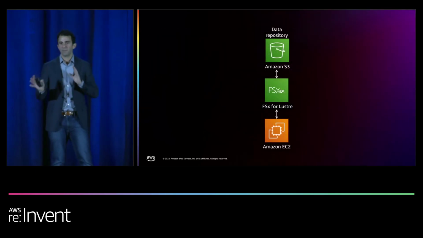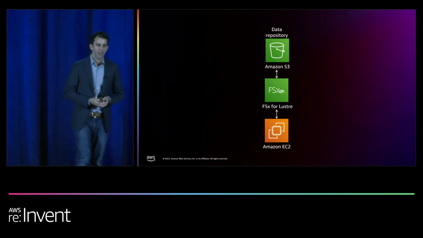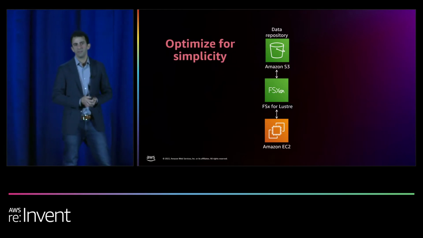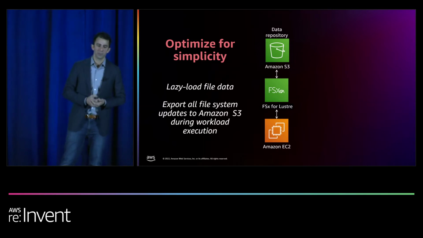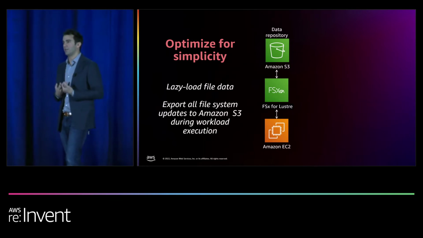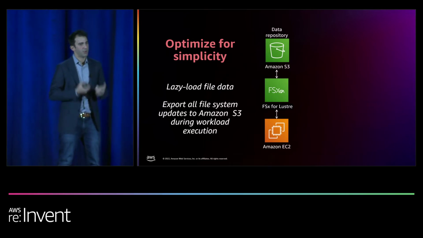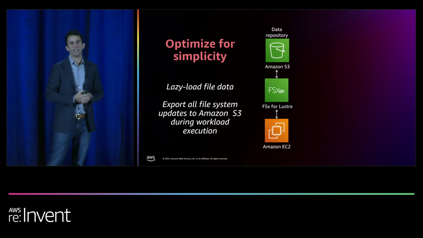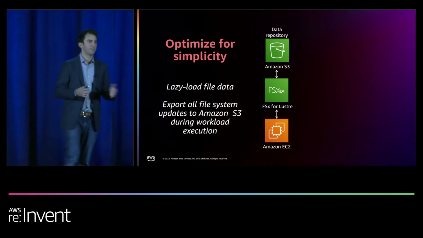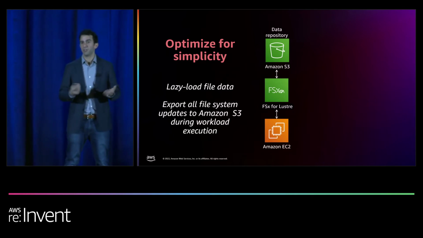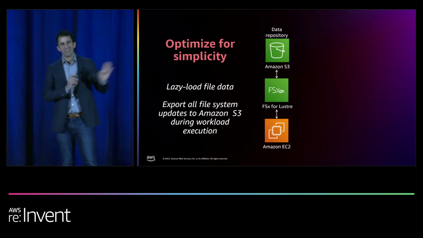Now, there are, of course, some optimizations that come in when you're working with data movement. You can optimize for simplicity, where you connect your FSx for Lustre file system to your S3 bucket. You lazy load data as it's requested by your applications, and you export all of the changes that are made to any files back to S3 while you run your workload. It's easy, it's seamless, you don't have to give it too much thought. Half of my customers really love this model.